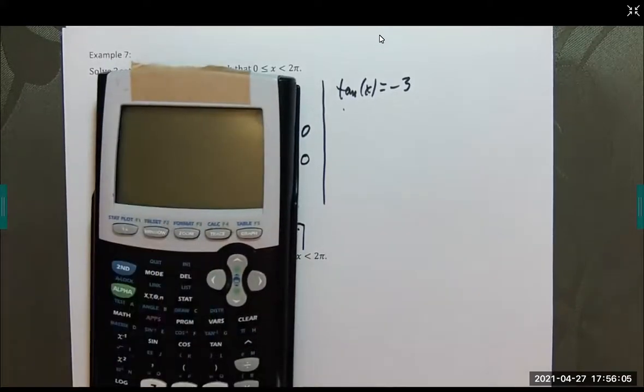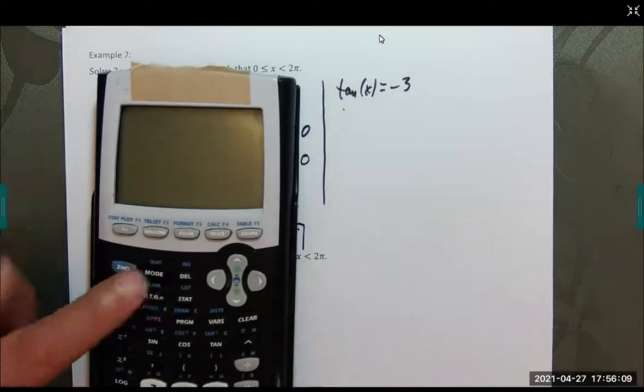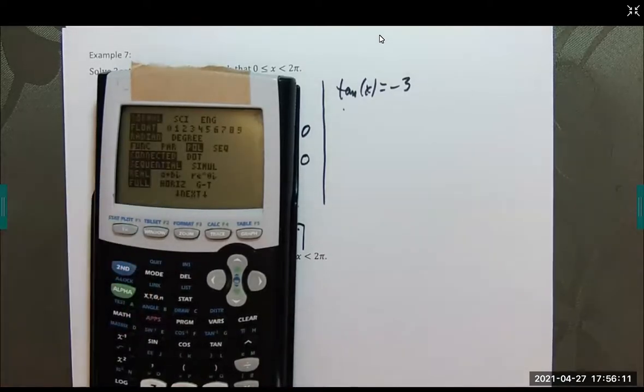I'm going to use inverse tangent. Now I need to be in radian mode. So you've got to check your calculator. If you're in degree mode, it's not going to work. You're going to have to change that. You're going to have to fix it.